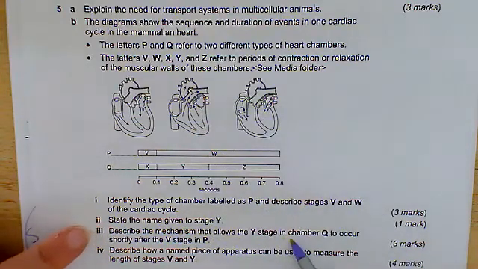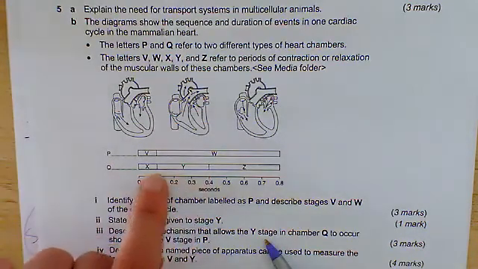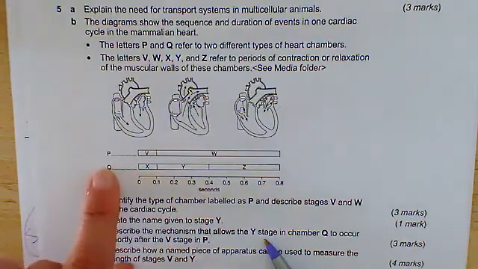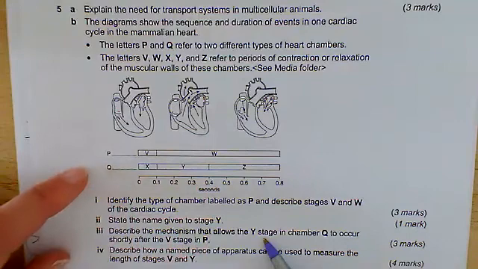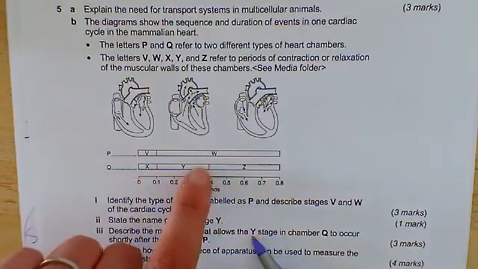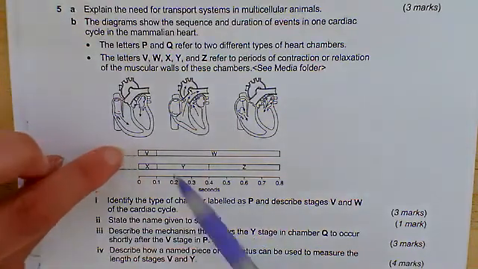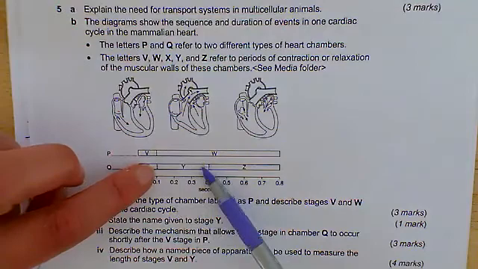Next question is about applying your knowledge of the cardiac cycle. And it says, describe the mechanism that allows the Y stage in chamber Q. So it's talking about the contraction stage in the ventricle, because we've already got our heads around that. The contraction of the ventricles occurs shortly after the contraction stage in the atria. Here we can see the contraction stage in the atria, and contraction in the ventricle appears afterwards.